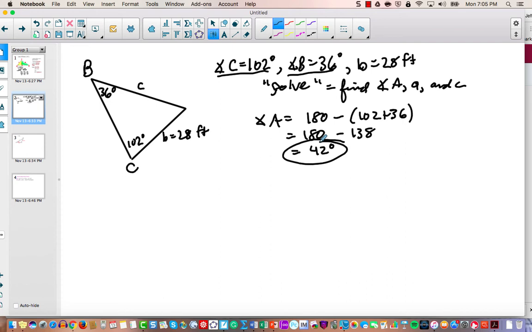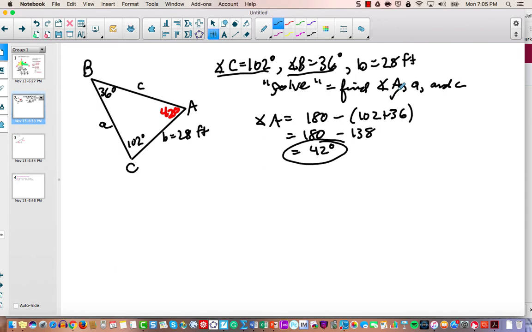I'm going to switch colors because I can come up here and pencil in 42 degrees. And I see I never labeled the A from the beginning, and that was a mistake on my part. I should have labeled A and little a when I was labeling the triangle, because these are the things I want to find. I found angle A.